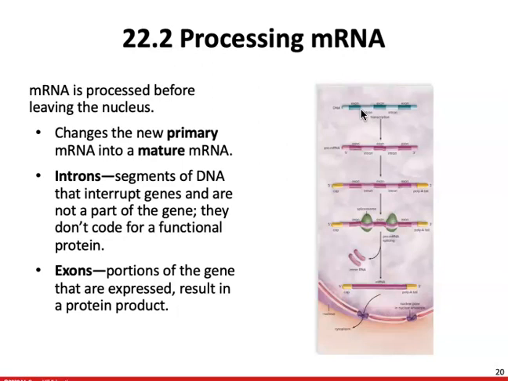Exons are going to be portions of the genes that are expressed. So you can kind of think of introns as in the way and exons as the expressed portions of the gene. So the primary mRNA contains both exons and introns. This is where we just copy down all of the information straight out of the DNA. Then what we're going to do is process that information.